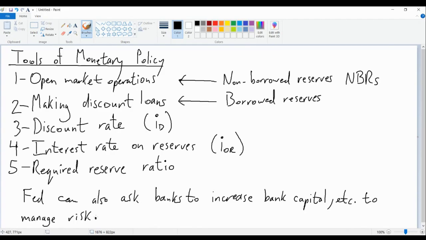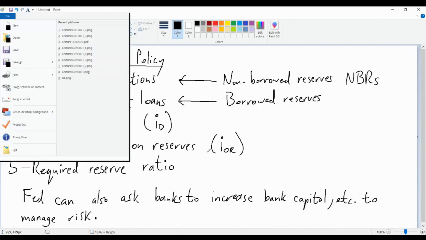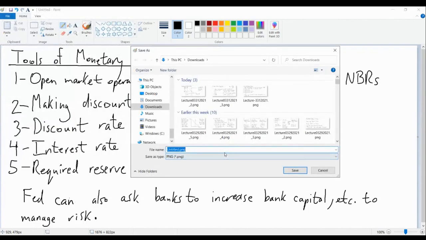So that's a tool that the Fed can control, but it's not really a tool of monetary policy. Things that are to do with managing risk are sometimes referred to as macro-prudential policy. We need to know that they exist, but we don't need to worry about them right now. Okay.